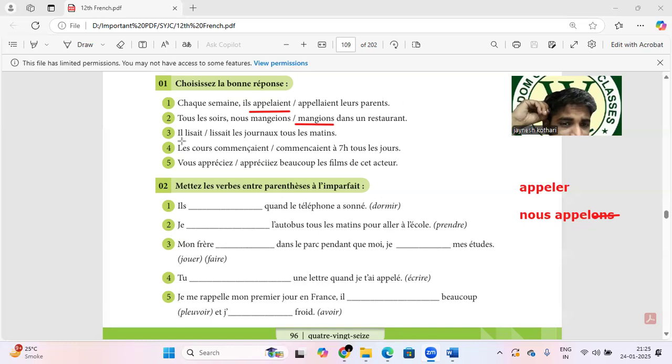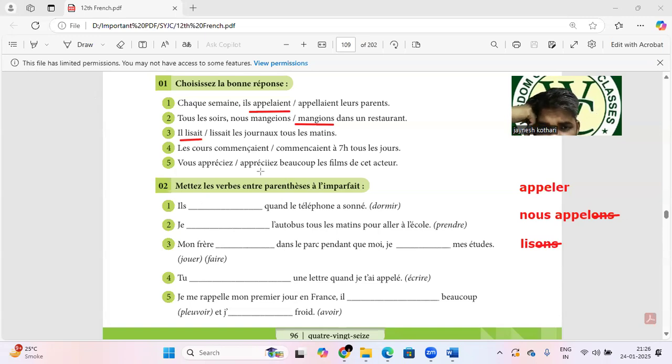Third one. Il lisait les journaux tous les matins. He used to read the newspapers every morning. So the right answer is going to be single S. Again, how do you determine that, students? पहले nous form में कर देने का. उसके बाद you have to cancel ONS and add the endings. Okay.